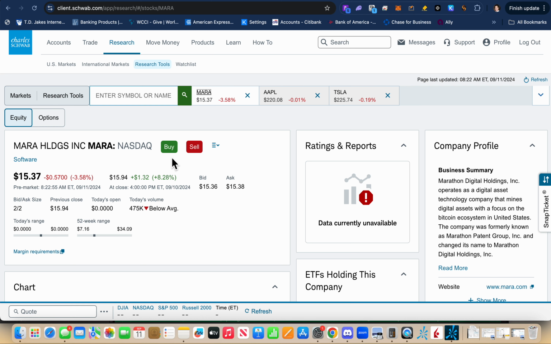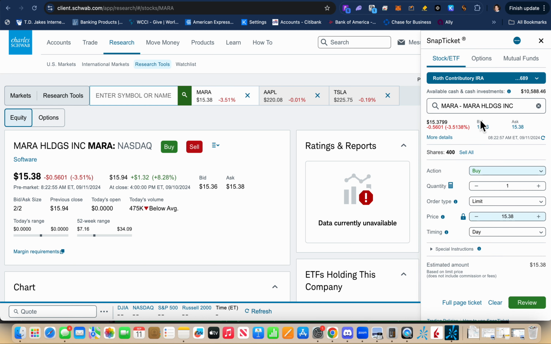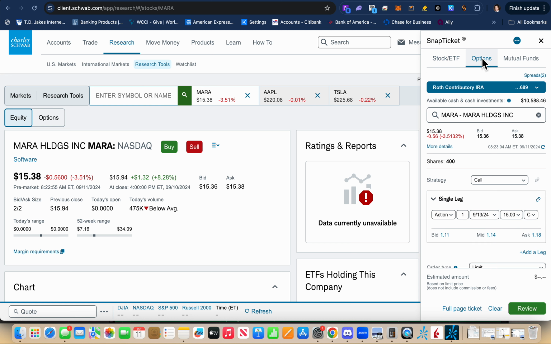So, we select the symbol, we select buy. Over here in the order form, what you want to do is first select options. For the strategy, you want to select call.